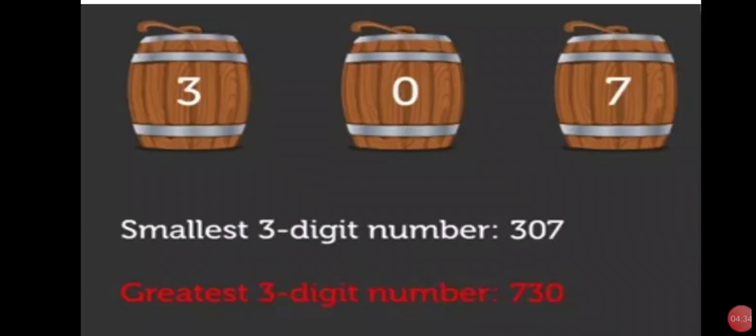So the smallest 3-digit number is 307 and the greatest 3-digit number is 730. I hope that the concept is very clear to you.